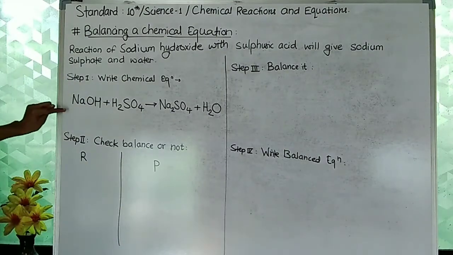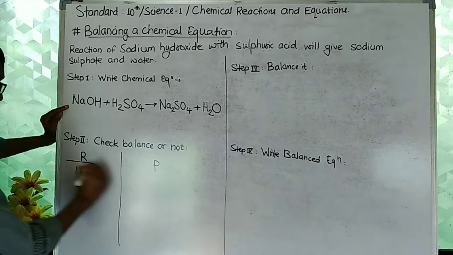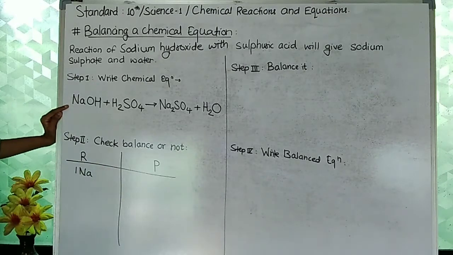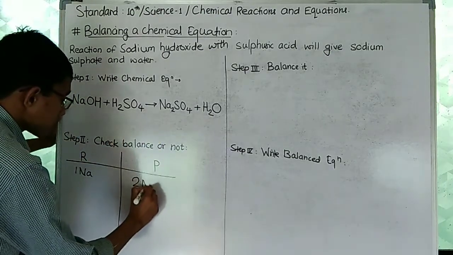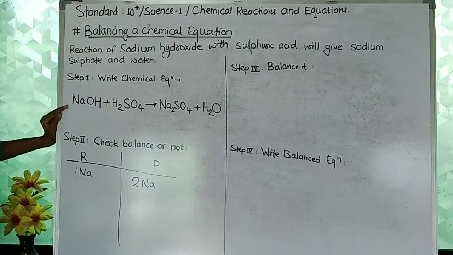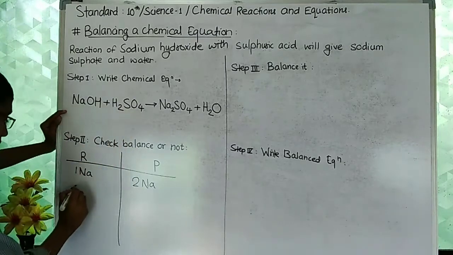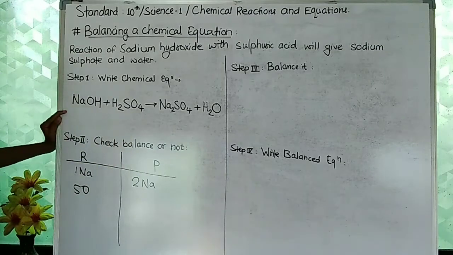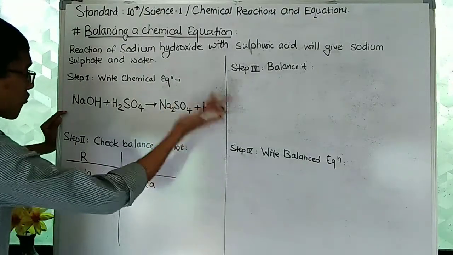Now in this reaction, how many sodium atoms are there in the reactant side? 1 sodium atom is there, so 1 Na in the reactant side. But in the product side you can see there are 2 atoms of sodium. Then oxygen atoms, total 5 oxygen atoms in the reactant side, whereas in the product also you can see there are 5 oxygen atoms.